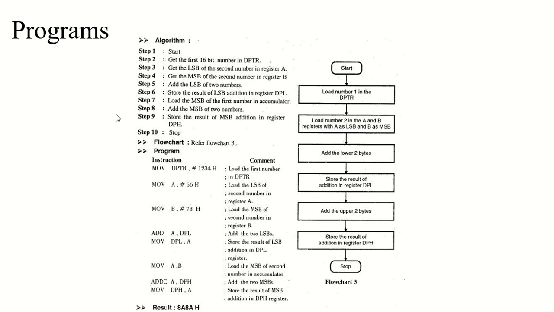Here we have sent the data from register B to accumulator, and for that again we are using the instruction MOV A comma B, which will load the MSB of the second number, which was exactly 78 earlier, to the accumulator. And now that we have it in the accumulator, we are going to add both of the MSBs.